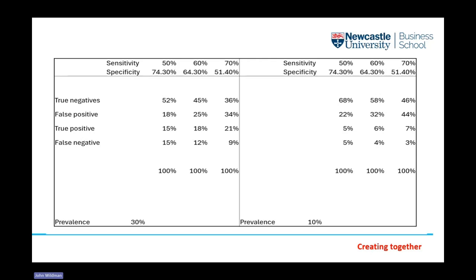But look what happens to our false positive rate. We go from 32%, so 32 people out of 100 getting a false positive, getting unnecessary treatment, and that increases now to 44%. So that's an extra 12 people out of our 100 getting unnecessary treatment.